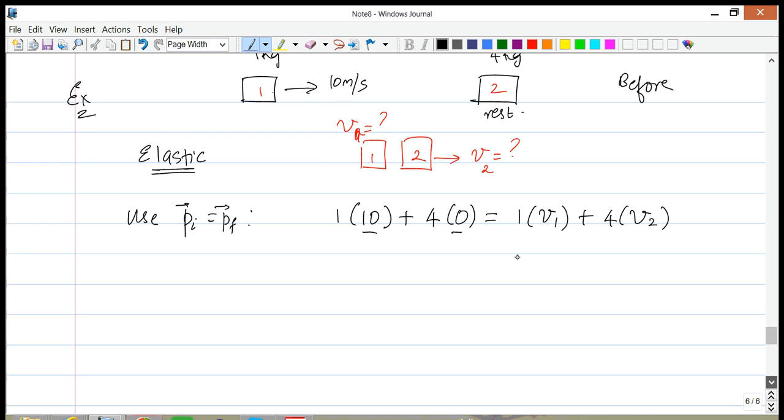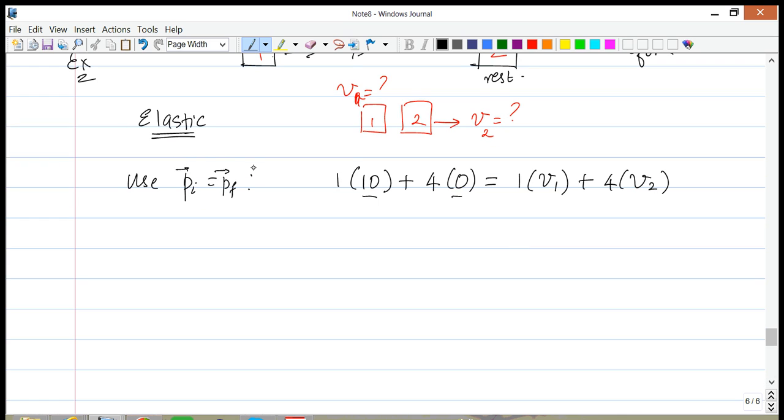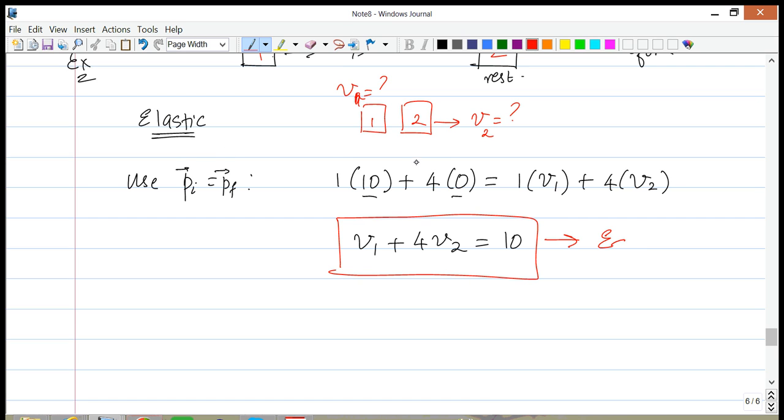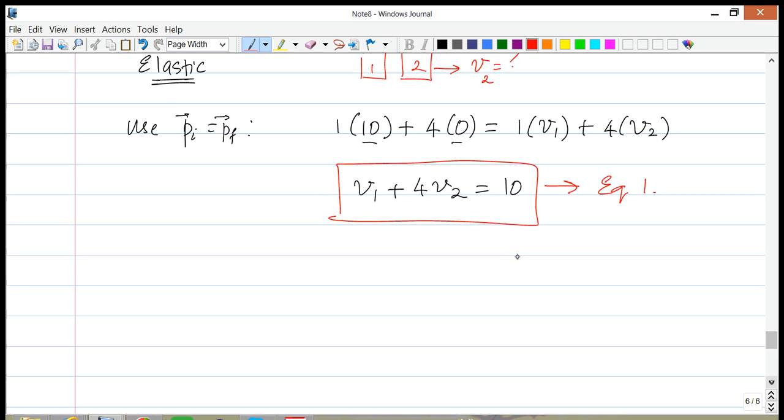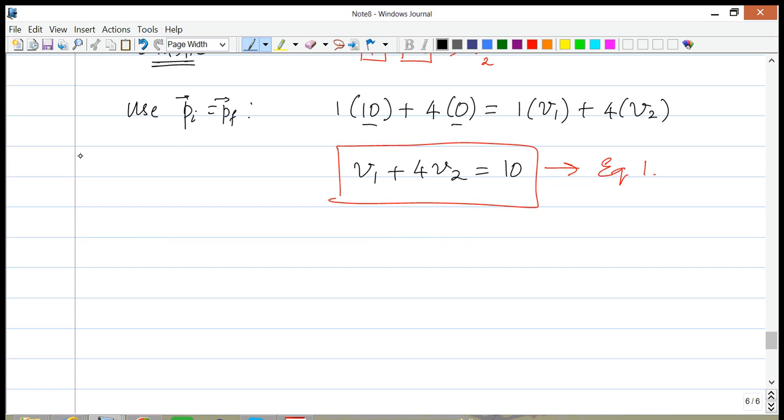That's all. Alright, let's simplify this, and we can rewrite this as, the left hand side becomes 10, the right hand side now becomes v1 plus 4 v2, so v1 plus 4 v2 is equal to 10. Alright, this is equation 1. Good, we're on the right path now.